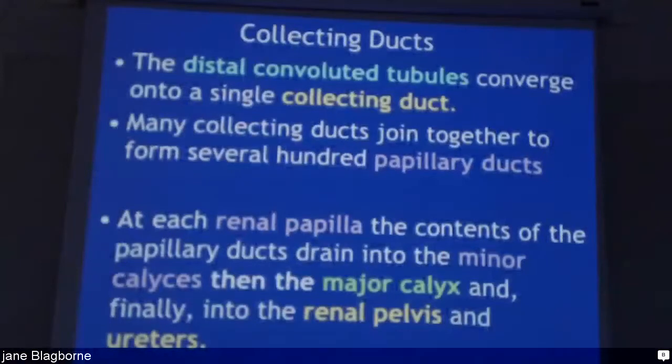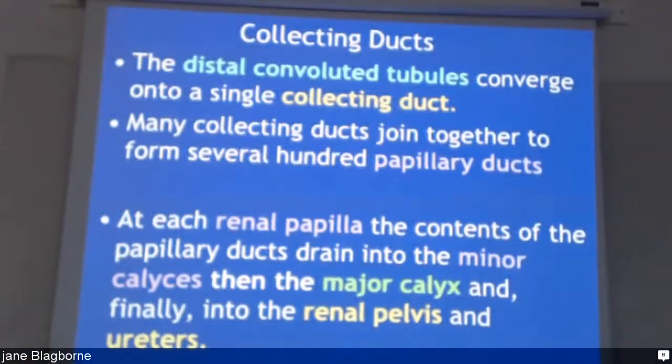Conducting duct. The distal convoluted tubule converts to a single collecting duct. Many collecting ducts join together to form several hundred papillary ducts. Think of ducts, not ducks.